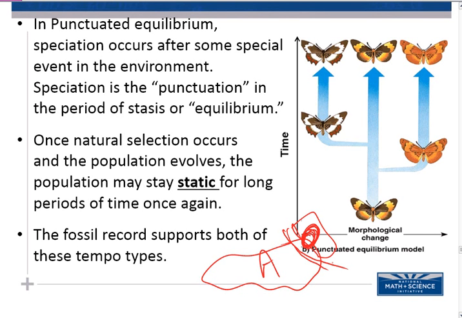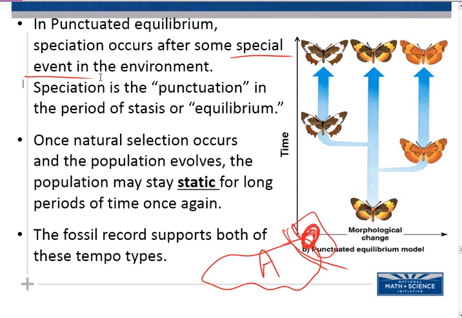But in a small subgroup, natural selection can occur much faster. And as a result, you could get a new species much faster. So that's what we mean by some special event in the environment. Something has to separate a small subgroup and allow natural selection to have its impact much faster. Okay, so we have this period of equilibrium, and then something special happens, boom, punctuation, which produces a new species, then right back to equilibrium again for a long period of time.